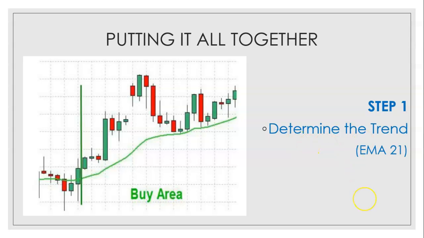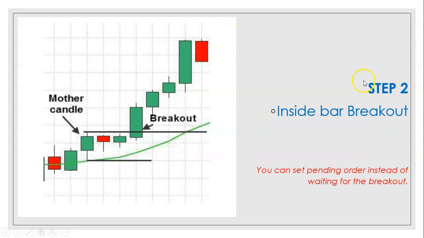How are we determining the trend in this case? We're using EMA 21, the exponential moving average 21. When price is above this line, we say it is a bullish trend, and when it's below, we say it is a bearish trend. So if you're seeking a breakout above this exponential moving average, we'll be looking for a bullish breakout.